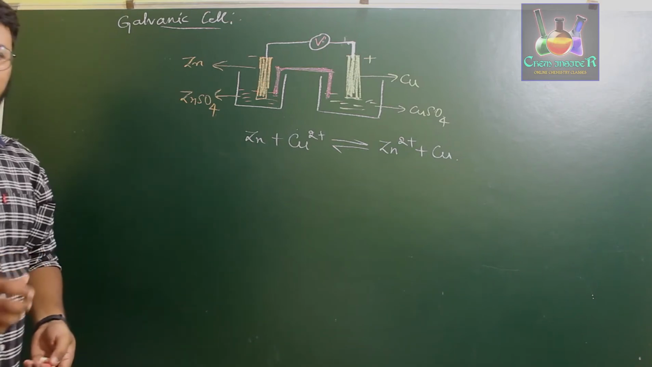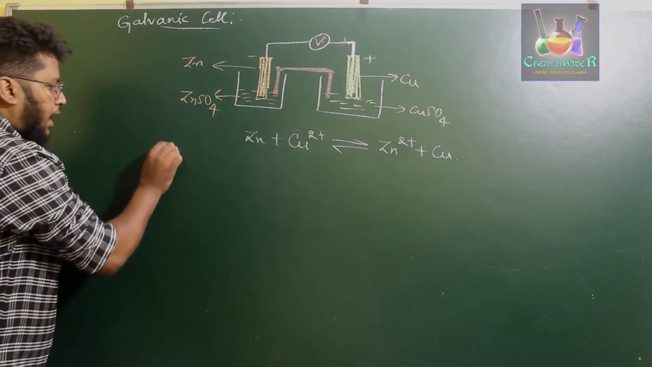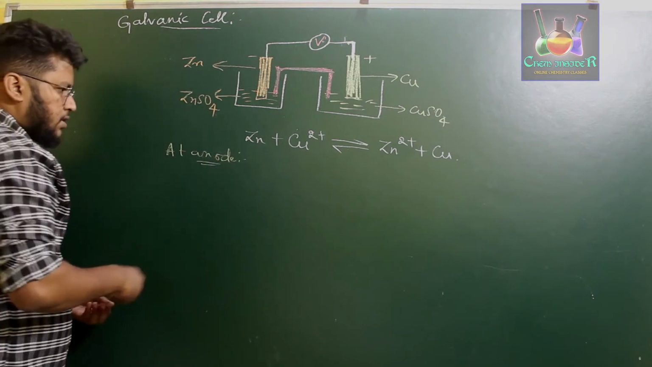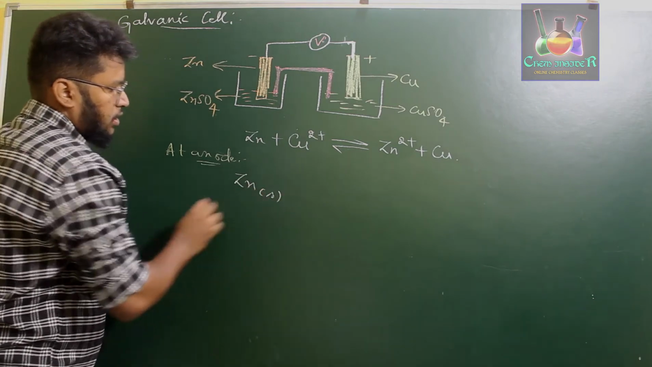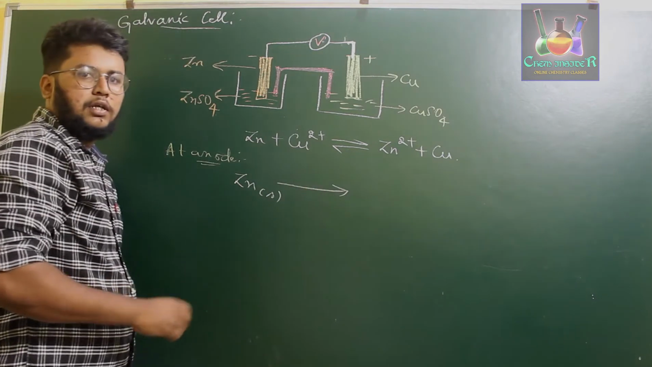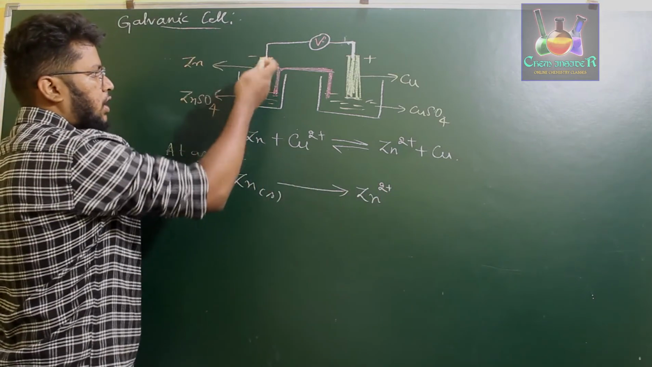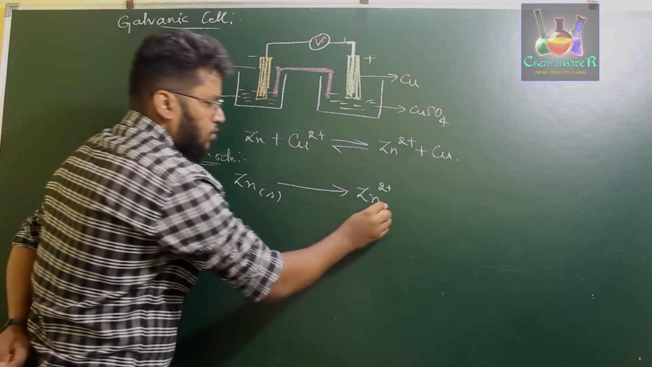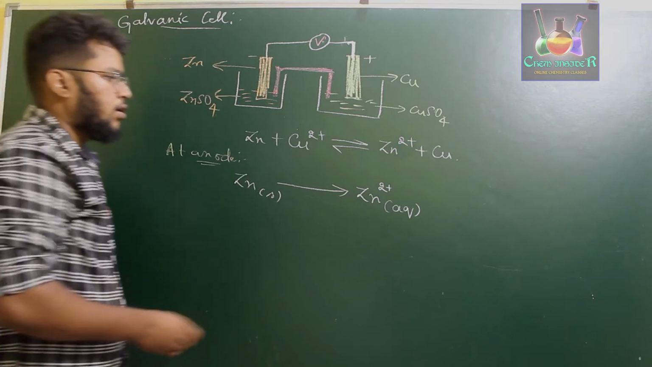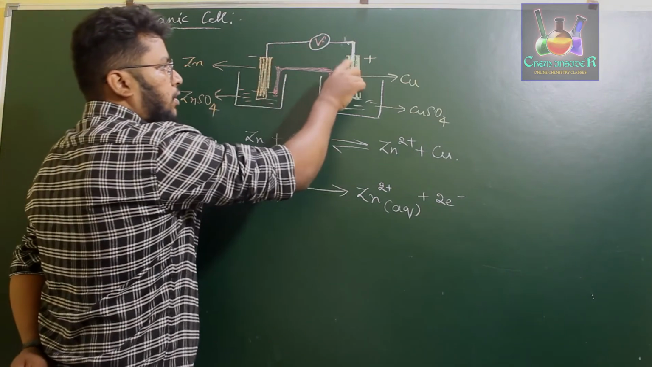Now if you write the reactions, particularly what's happening at the anode and what's happening at the cathode. At the anode, the reaction is zinc metal, denoted as zinc solid. Zinc metal is losing electrons to the zinc sulfate solution, getting dissolved, and it forms Zn2+ in the aqueous medium, losing 2 electrons. These electrons will be moving towards the cathode.